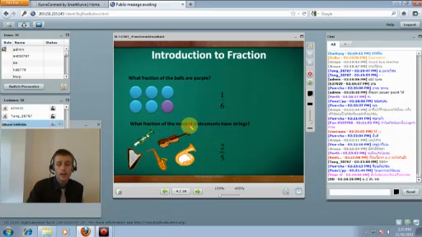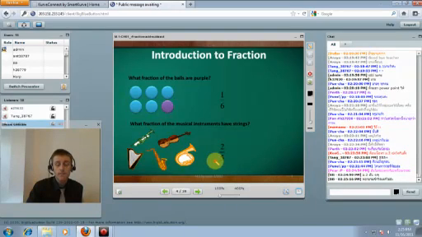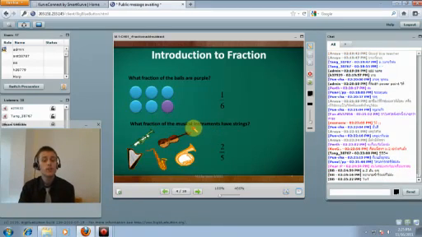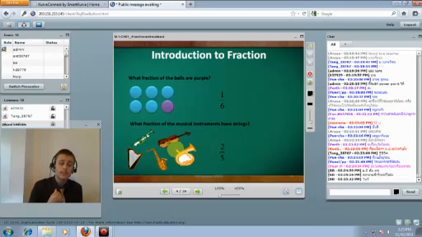What fraction of the musical instruments have strings? The first thing we do is count how many musical instruments we have. 1, 2, 3, 4, 5. The denominator is 5. We have 5 instruments. And then it says, what fraction of the musical instruments have strings? So we count how many of these instruments have strings.